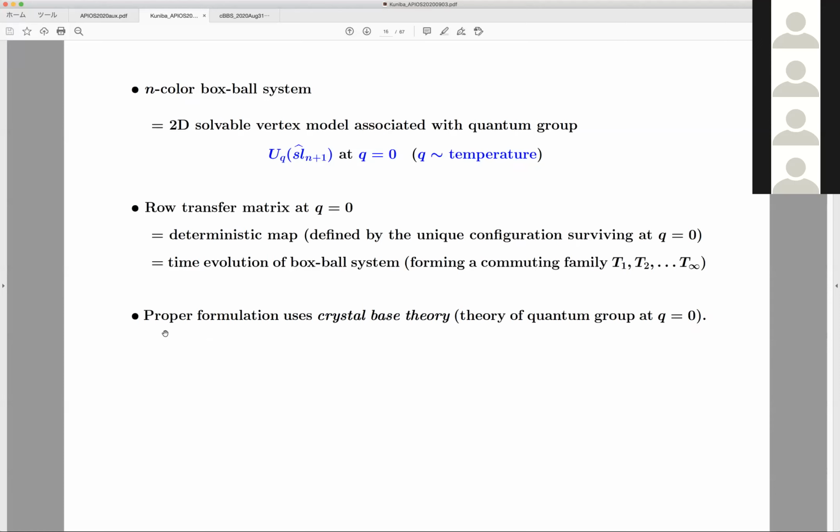So the proper formulation uses Kashiwara's crystal basis theory. That's a theory of the quantum group at q equals 0. So I said that I set up the solvable lattice model and take the q→0 limit afterwards. But you can reverse the order. You can start from the theory of the quantum group at q equals 0 and construct everything out of crystal basis theory.